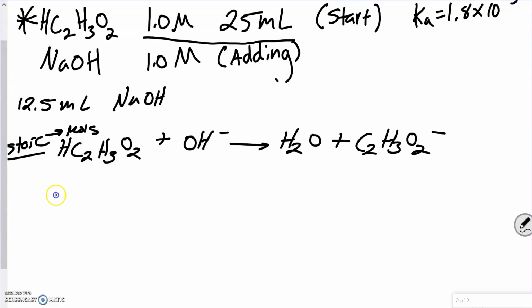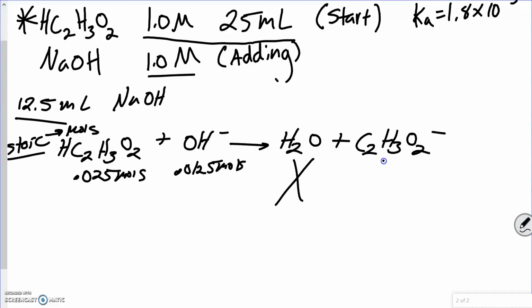Okay, so to do this, this is our stoichiometry, which means we want moles. So we want to calculate moles. Well, again, molarity is moles over liters, so take our molarity, multiply it by liters. We have 0.025 moles here, 0.0125 moles for sodium hydroxide. That came from here, and again, 1 molar solution. Okay, we don't care about water. And we assume 0 of this.